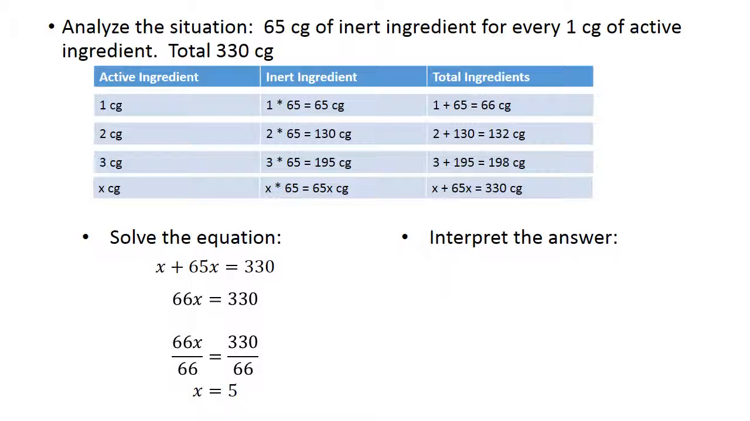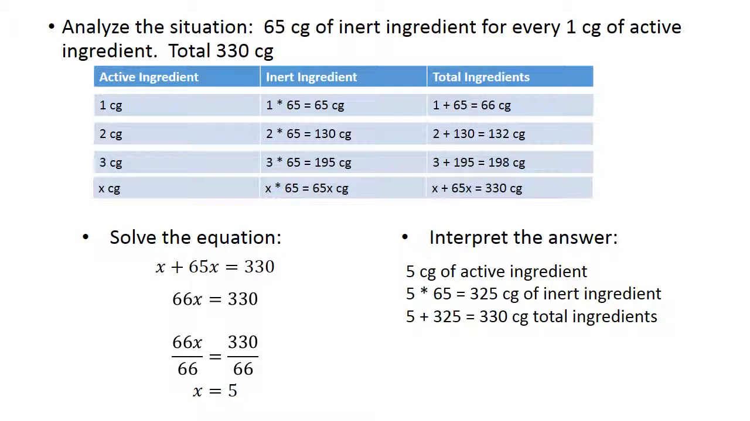All right, let's interpret what that means. We've got 5 centigrams of the active ingredient. Then we've got 5 times 65, 325 centigrams of the inert ingredient. And if you're double checking, that means I've got 5 plus 325 for my 330 total ingredient.